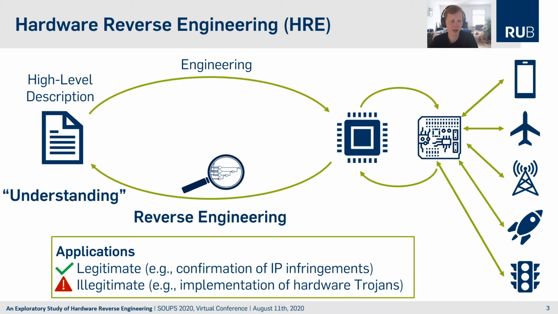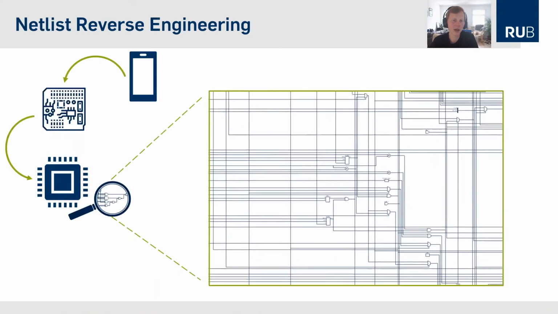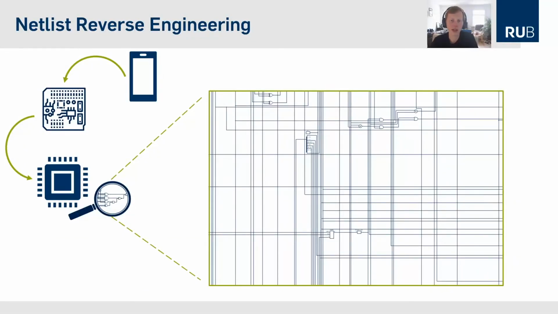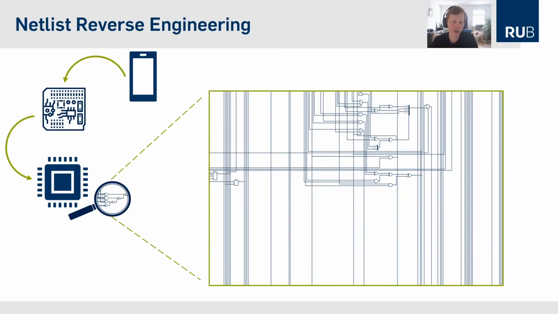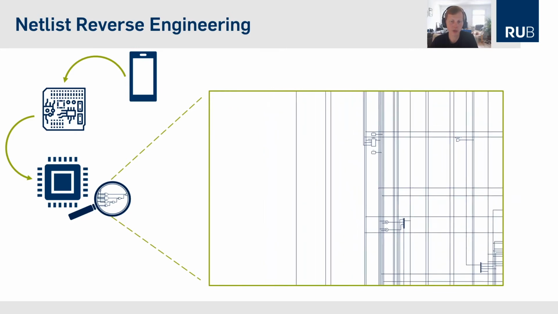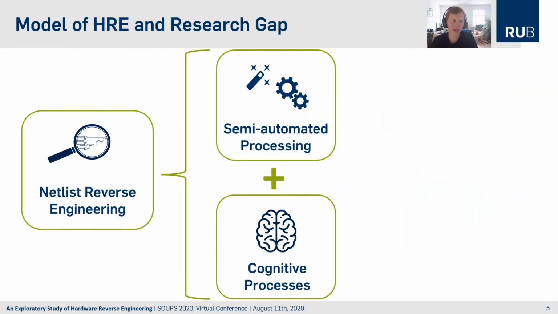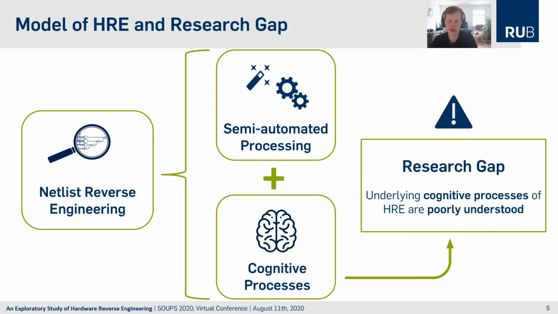HRE has a lot of legitimate and illegitimate applications, for example, in the areas of IP infringements or hardware trojans. So what does it actually look like when you analyze those internals? It's called a netlist, which consists of thousands up to millions of different components, which you have to make sense of. Then there's this model for netlist reverse engineering, which consists of semi-automated processing methods on the one hand, which are steered by the cognitive processes of the reverse engineer on the other hand. Those cognitive processes are so far under-researched and poorly understood, which opens the research gap for our work here.